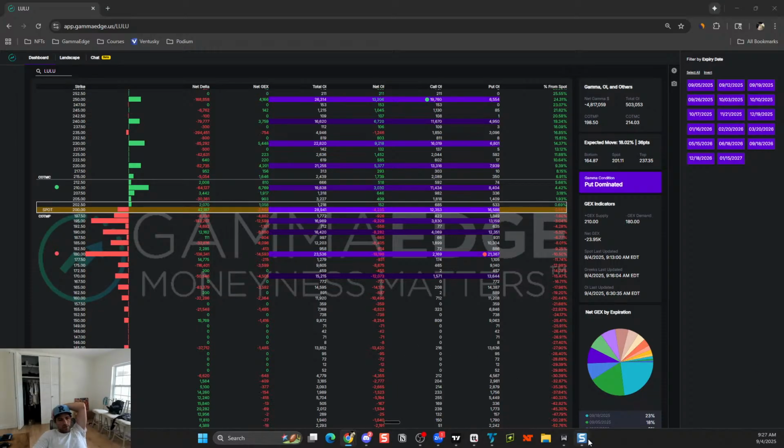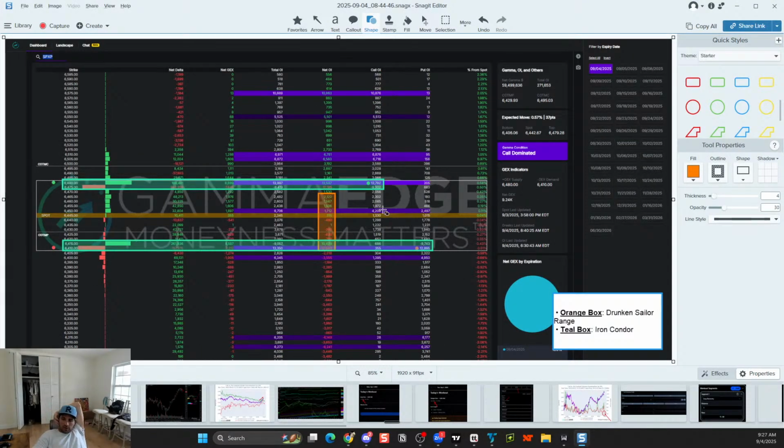KGB, yeah, we can look at 0DTE again. I mean, it just looks like this, right? It's also in the Discord too. I'll post it on Twitter after this as well, but Iron Condor structure, very clear with the teal. Then we have our drunken sailor range as well. Top of that's 40, 64, 65.